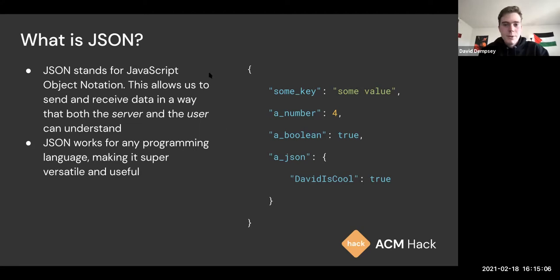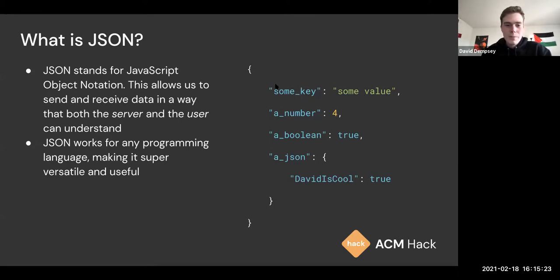All right, so I'm gonna move on then. So what exactly is JSON? JSON stands for JavaScript Object Notation. What it does is it allows us to encode data in a certain way. If you look on the left side, it's all consisting of key value pairs.